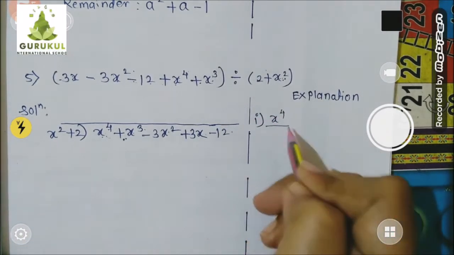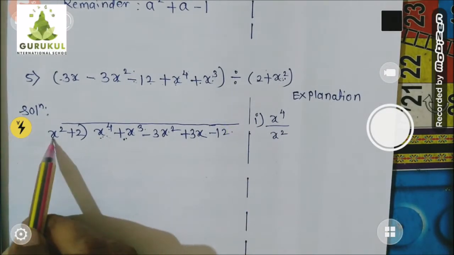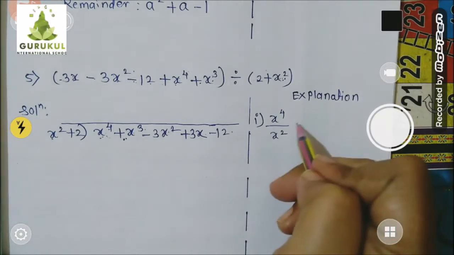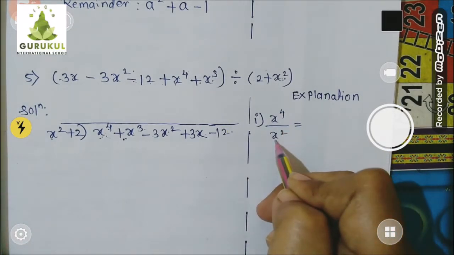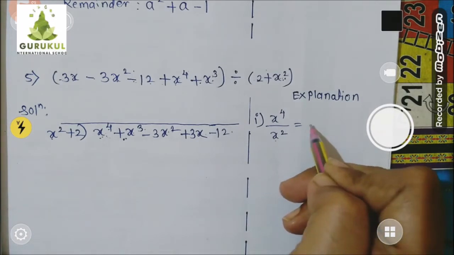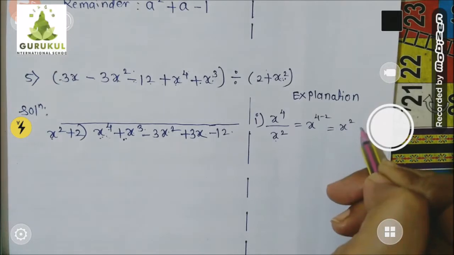x raised to 4 divided by x raised to 2. Highest power term divided by highest power term. Okay. Now apply the law of indices: a raised to m divided by a raised to n is a raised to m minus n. In the same way, x raised to 4 minus 2, that is x raised to 2.